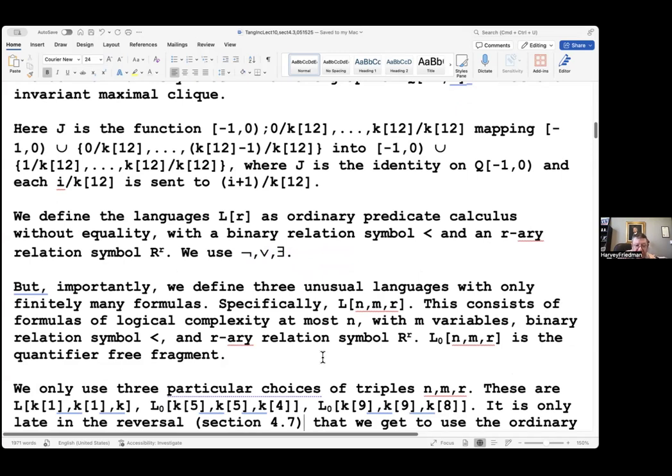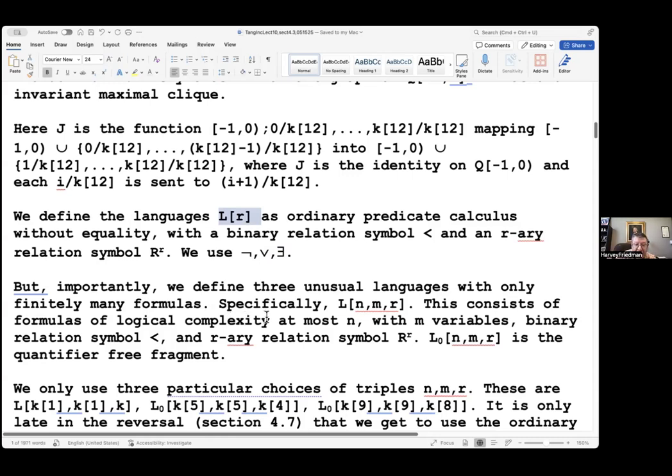Now, importantly, we define three unusual languages, though. Three unusual languages with only finitely many formulas each. This is important, because we can't really do much with this big language, this full language. After all, we're starting with very little. We're starting with a statement we're reversing.